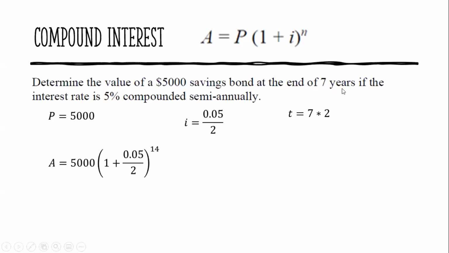If it's for 7 years, that has to be adjusted as well because of the compounding period. And since it's semi-annually, that's 2. So whatever you divide this by, you multiply the years by the same number. So 0.05 is going to be divided by 2. That's the interest rate divided by 2. And the 7 years gets multiplied by 2.